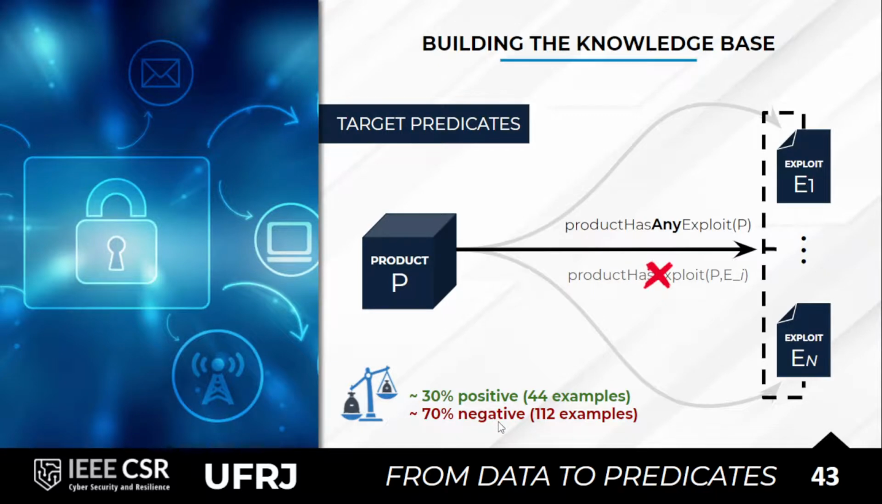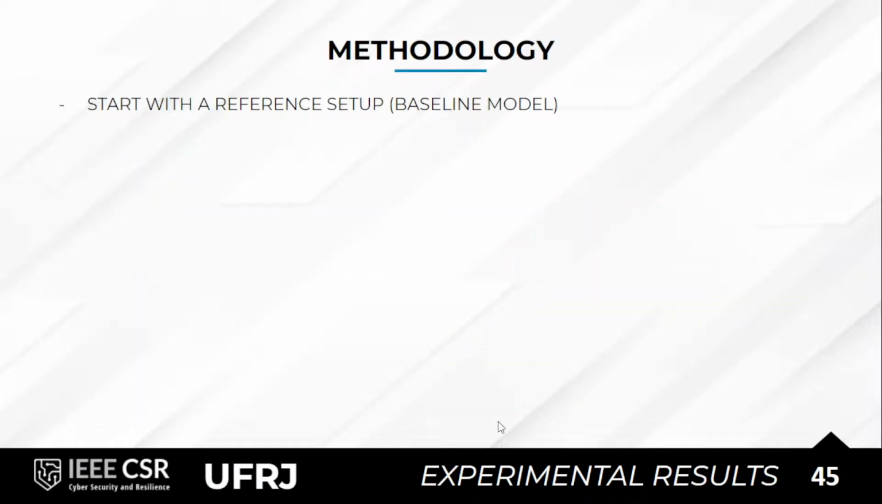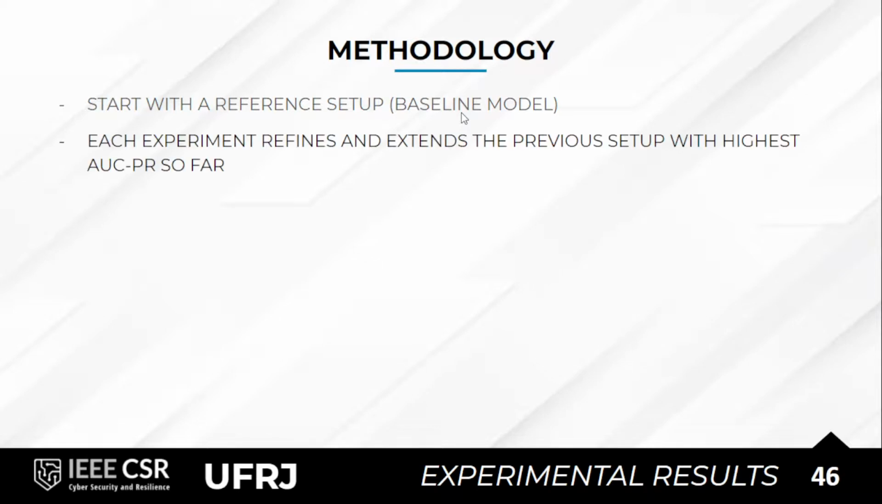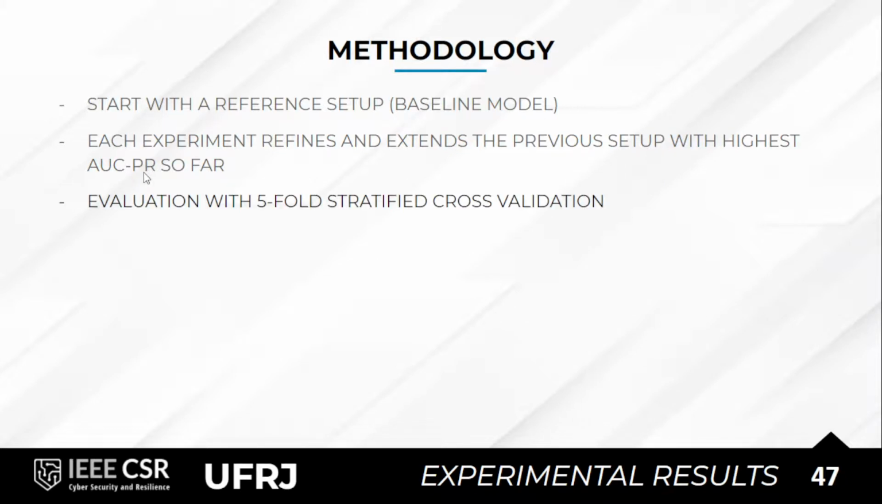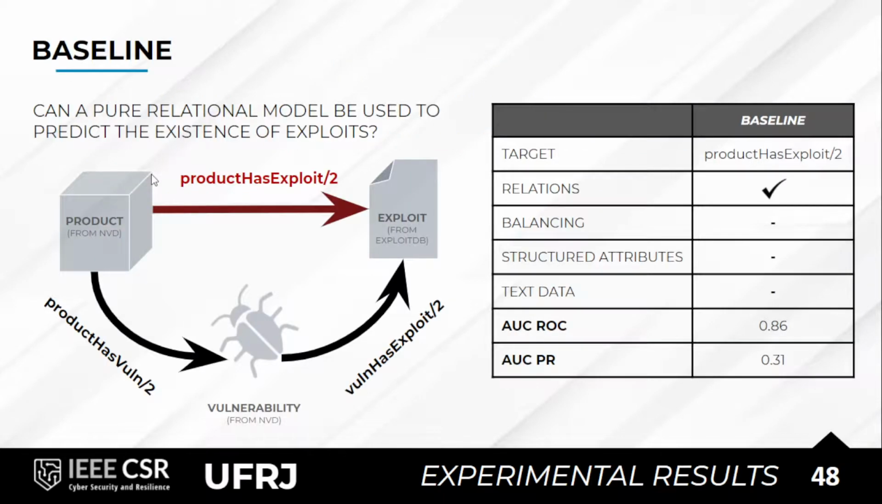And about our experiments, our methodology was as follows. We started with a model generated from a reference configuration, which we call the baseline model. We then refined and extended the previous setting that has the highest value for the AUC-PR metric so far, and each evaluation is done using 5-fold stratified cross-validation.